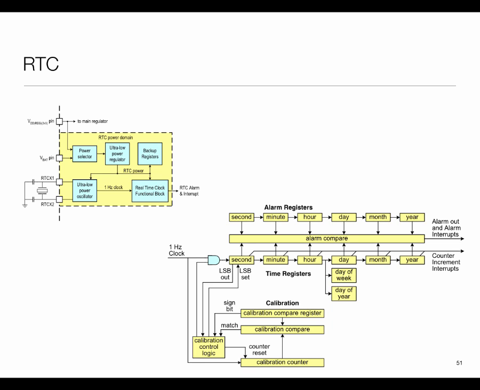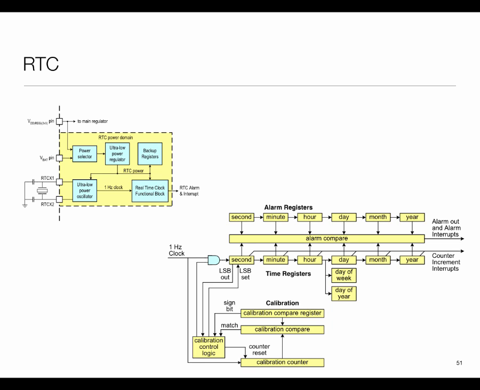A typical RTC has a very low power oscillator, and since it needs to be low power, it's usually also low frequency as a consequence. And then it has a bunch of other things just to maintain the power supply to it, like a very low power supply regulator, some additional backup registers and things like that.